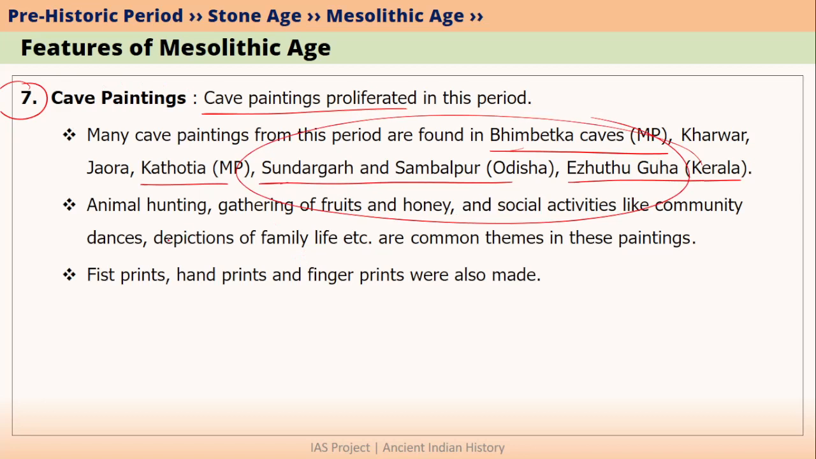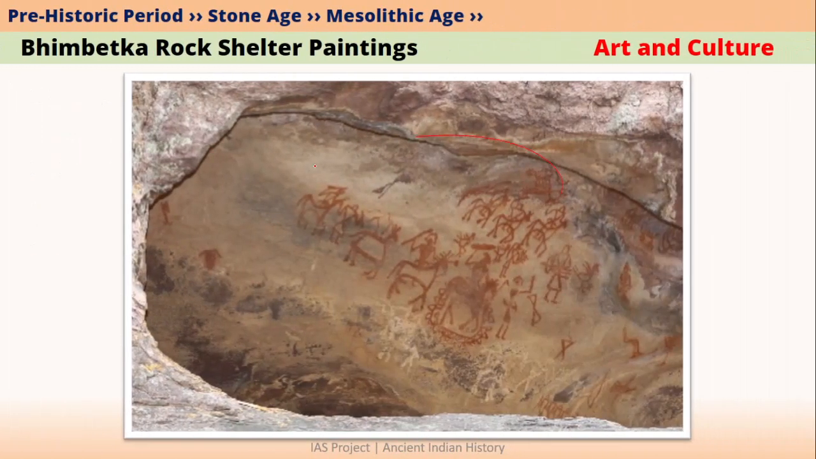What were the scenes that were drawn in Mesolithic Age paintings? They were mainly animal hunting, gathering of fruits and honey, and other social activities like community dances, music, singing, depictions of family life like cooking and other works, and all these were common themes in the paintings of Mesolithic Age. Apart from this, we also have evidences of fist prints, handprints, and fingerprints. Here you can see the paintings which were made in Bhimbetka rock shelters.